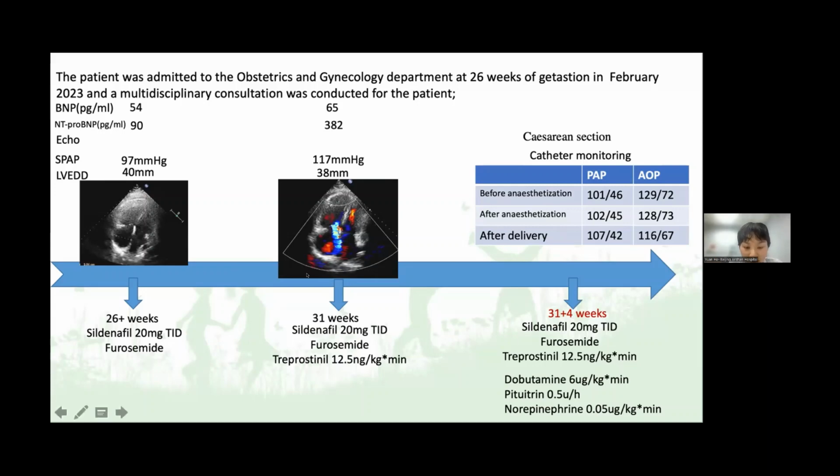And at 31 weeks of gestation, we prescribed treprostinil to the patient. And 4 days after that, we thought it was time for her to receive the cesarean section. And during the surgery, the catheter monitoring is in the table. We can see it's a very high pulmonary artery pressure. And during the procedure, we used lots of vasoactive drugs to maintain her arterial pressure.